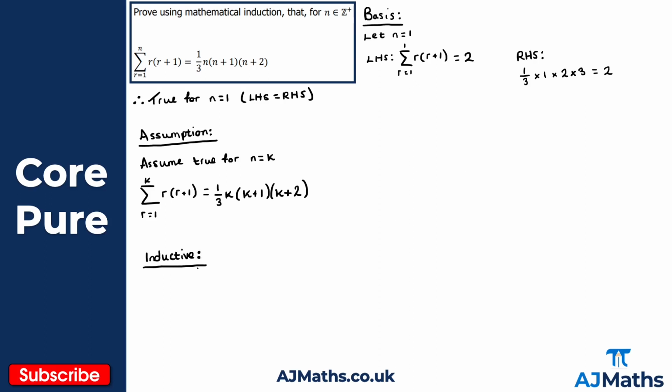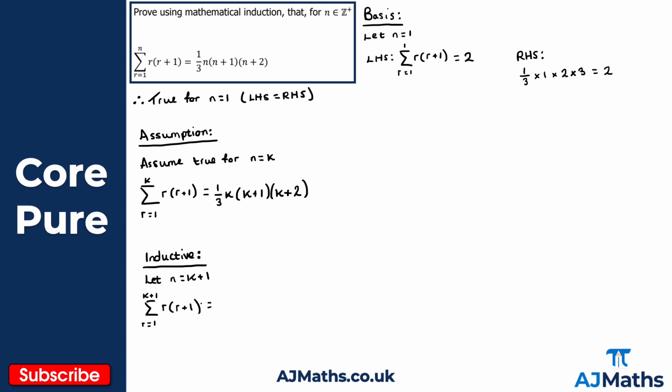So now for the inductive step here, we're going to let n equal k plus 1. Now, if n is equal to k plus 1, then my summation here is going to go from 1 to k plus 1. So r is equal to 1, and this is up to k plus 1 for r times r plus 1.